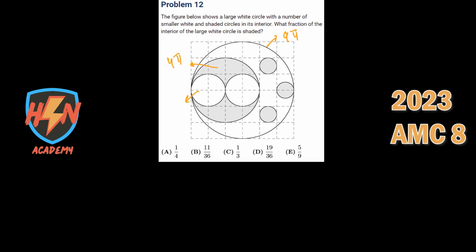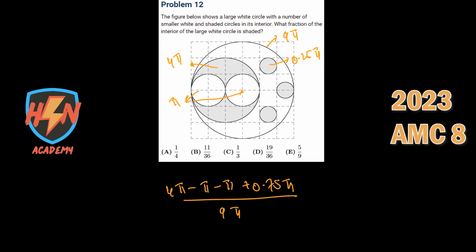The area of this circle is pi. This is also pi. This is half squared pi, which is 0.25 pi. And so the total shaded area would be 4 pi minus pi minus pi plus 0.75 pi over 9 pi, which ends up being 4 minus 2 plus 0.75. That is 2.75 over 9.